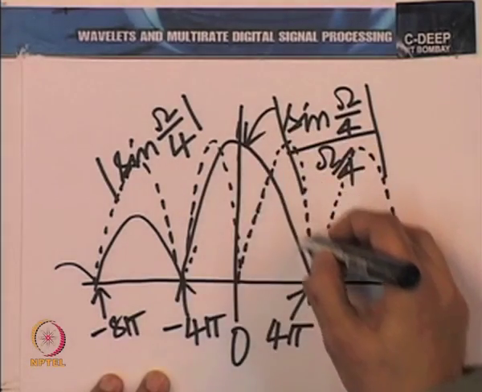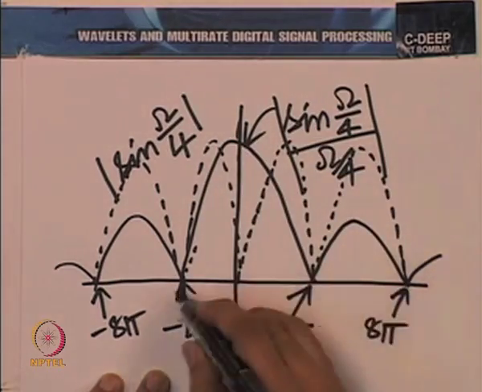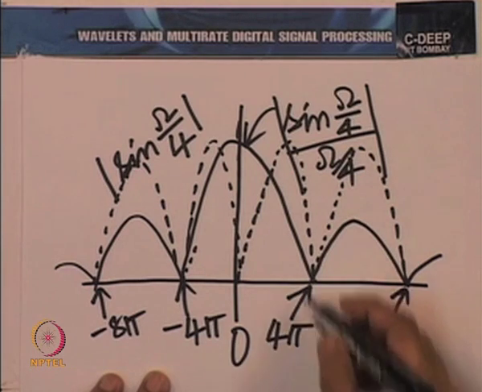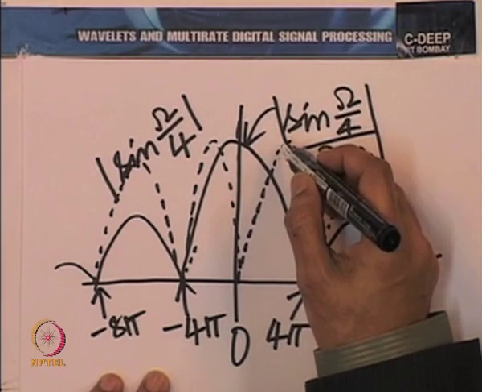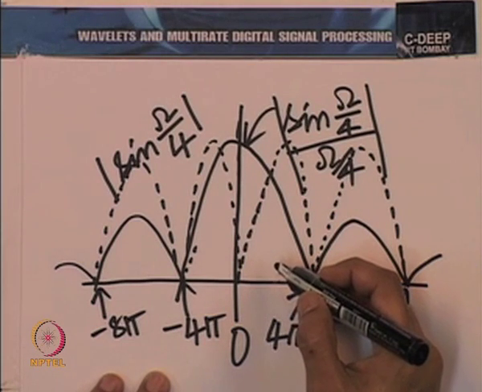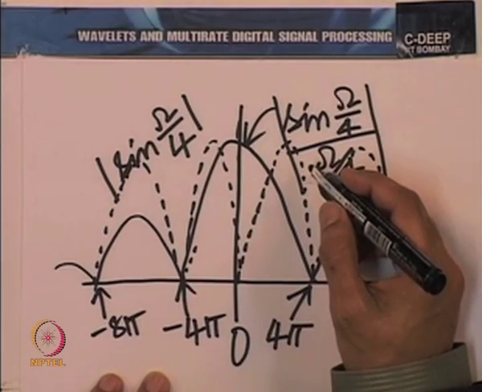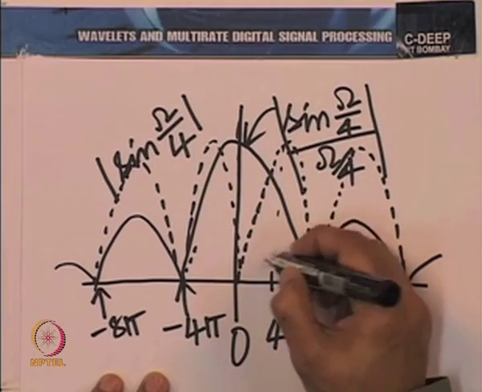The solid line has a maximum at 0 and it tapers off up to 4 pi on both sides. The dotted line reaches a maximum in between at 2 pi, when omega by 4 is equal to pi by 2, right. So, omega is 2 pi. This point, the maximum here occurs at 2 pi.